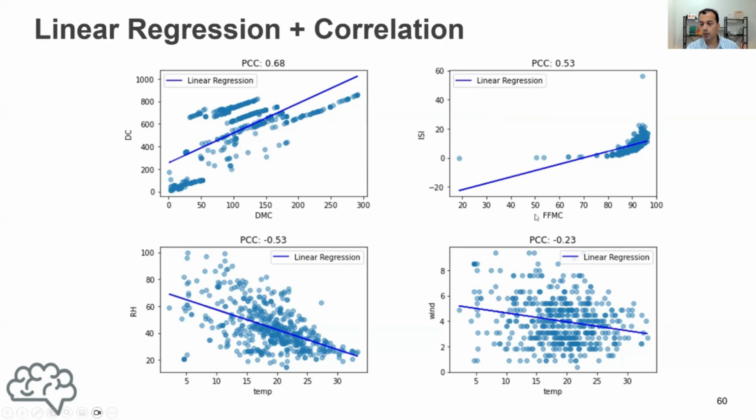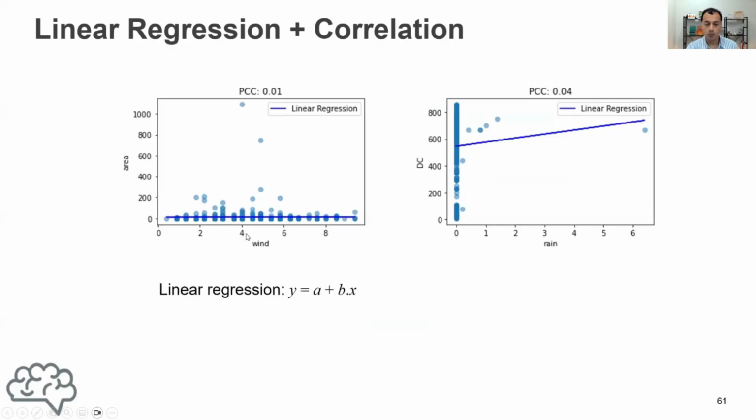The same thing happened with variables FFMC and ISI, but when we look at the relationship between variables temp and the relative humidity, we see a negative angle between the linear regression and the x-axis, meaning that we have a negative correlation between these two variables. For the variables temperature and wind, we also have a negative correlation here. Looking at variables wind and area, we have no correlation at all because the linear regression makes an angle of approximately 0 with the x-axis.